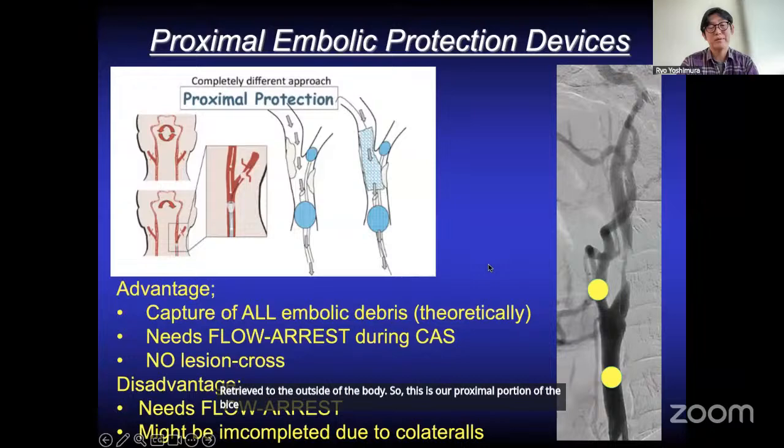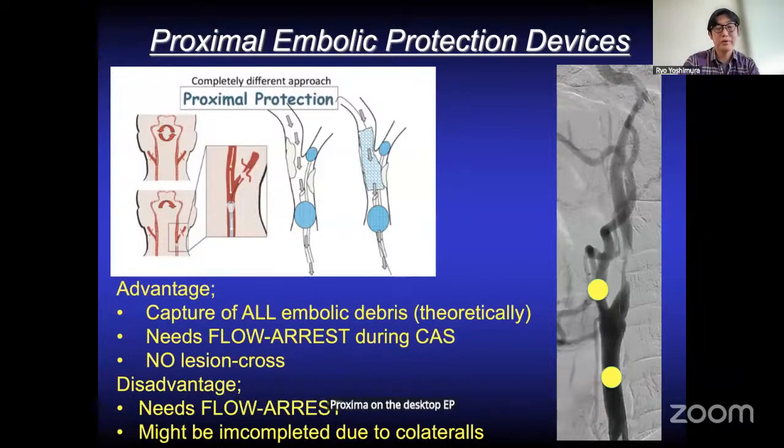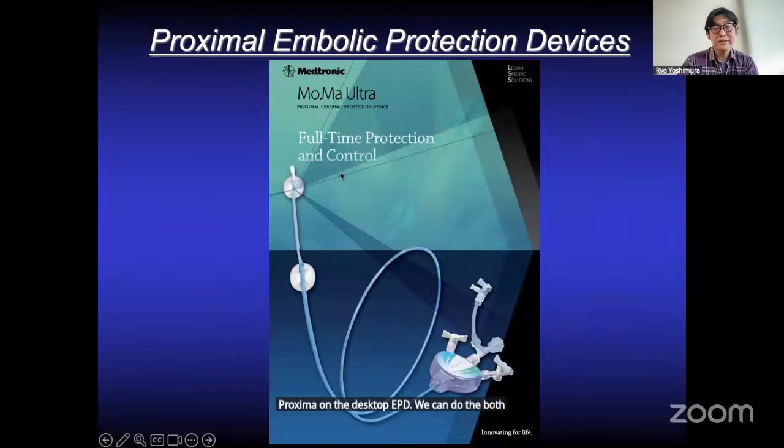We can do both proximal and distal EPD. This is a proximal protection device we call MoMA Ultra. This balloon is for the external carotid artery, and the second balloon here is for the common carotid artery.